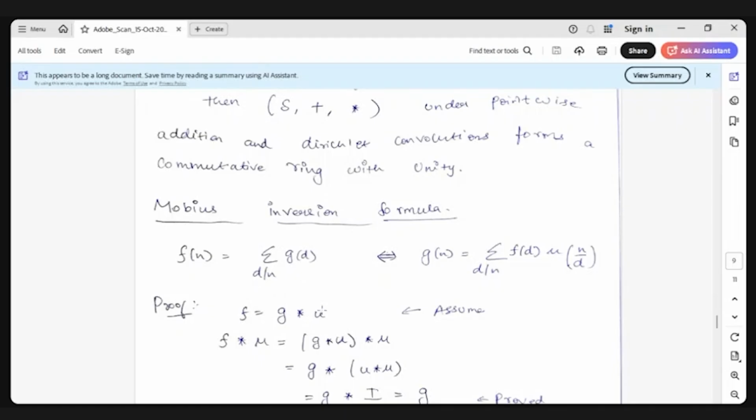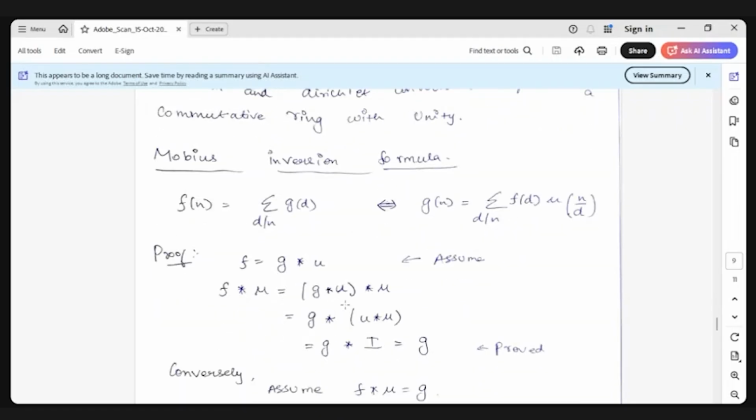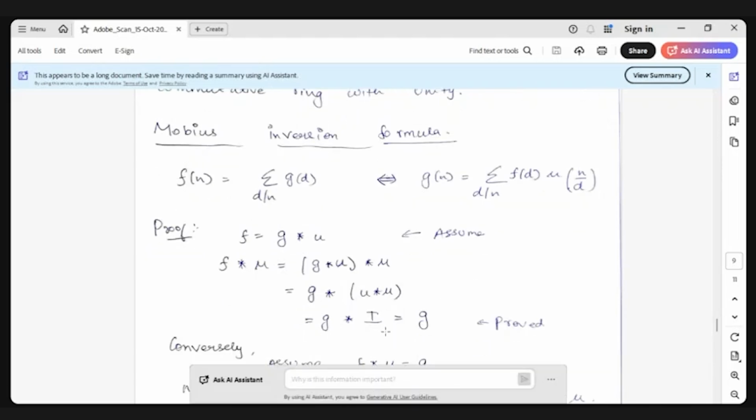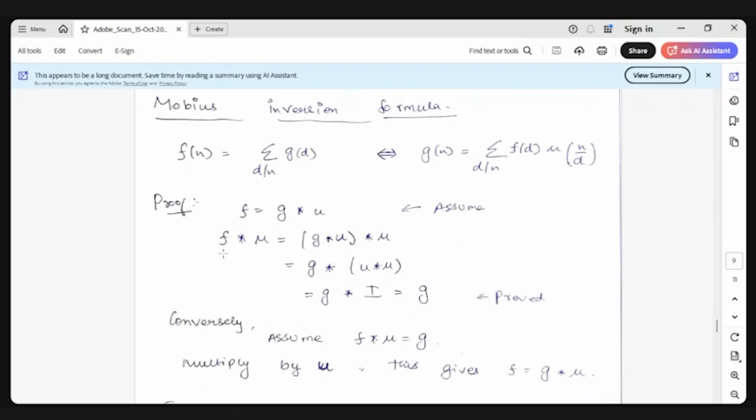So f is equal to g star u. Multiply both LHS and RHS with mu, then what we get is, the right hand side becomes g star u star mu, because this is associative. So this is nothing but g star I, which is going to be g, because we already saw u and mu are inverses of each other. u is the inverse of mu and vice versa too.